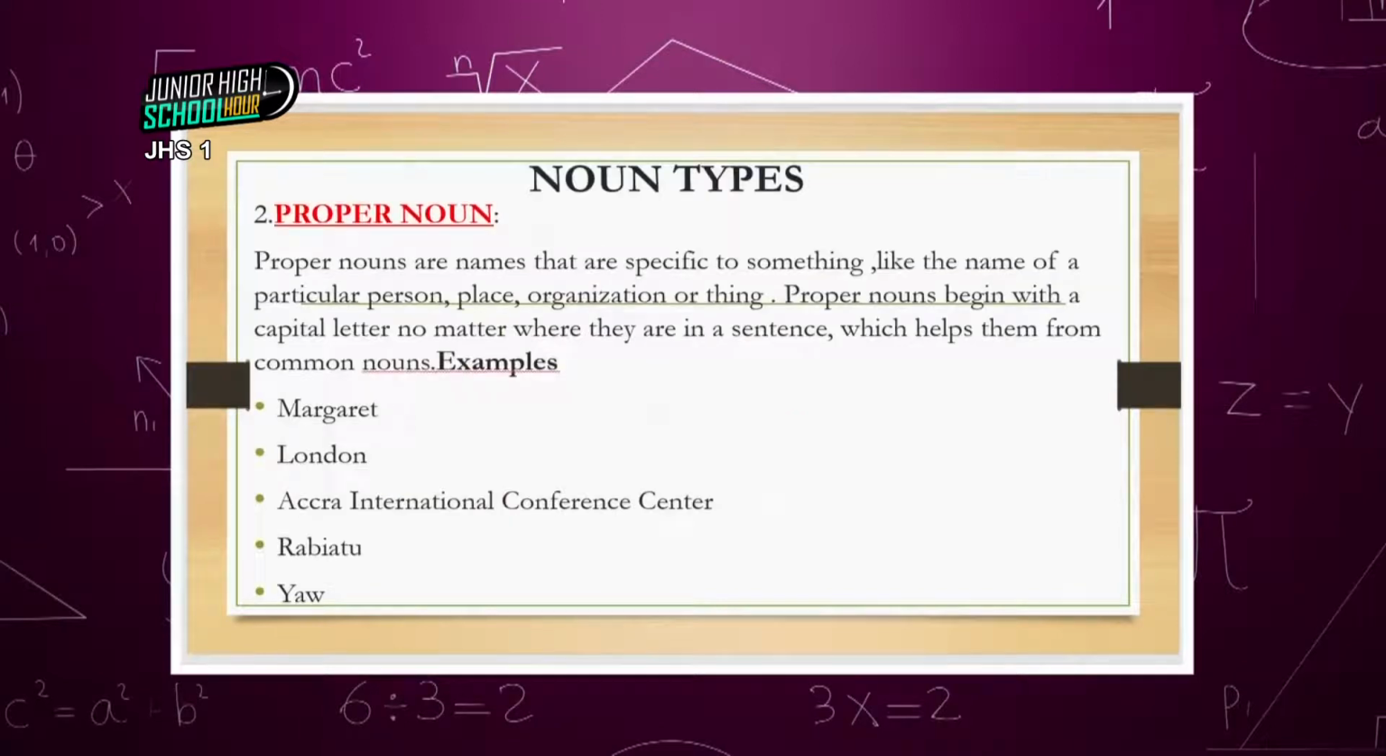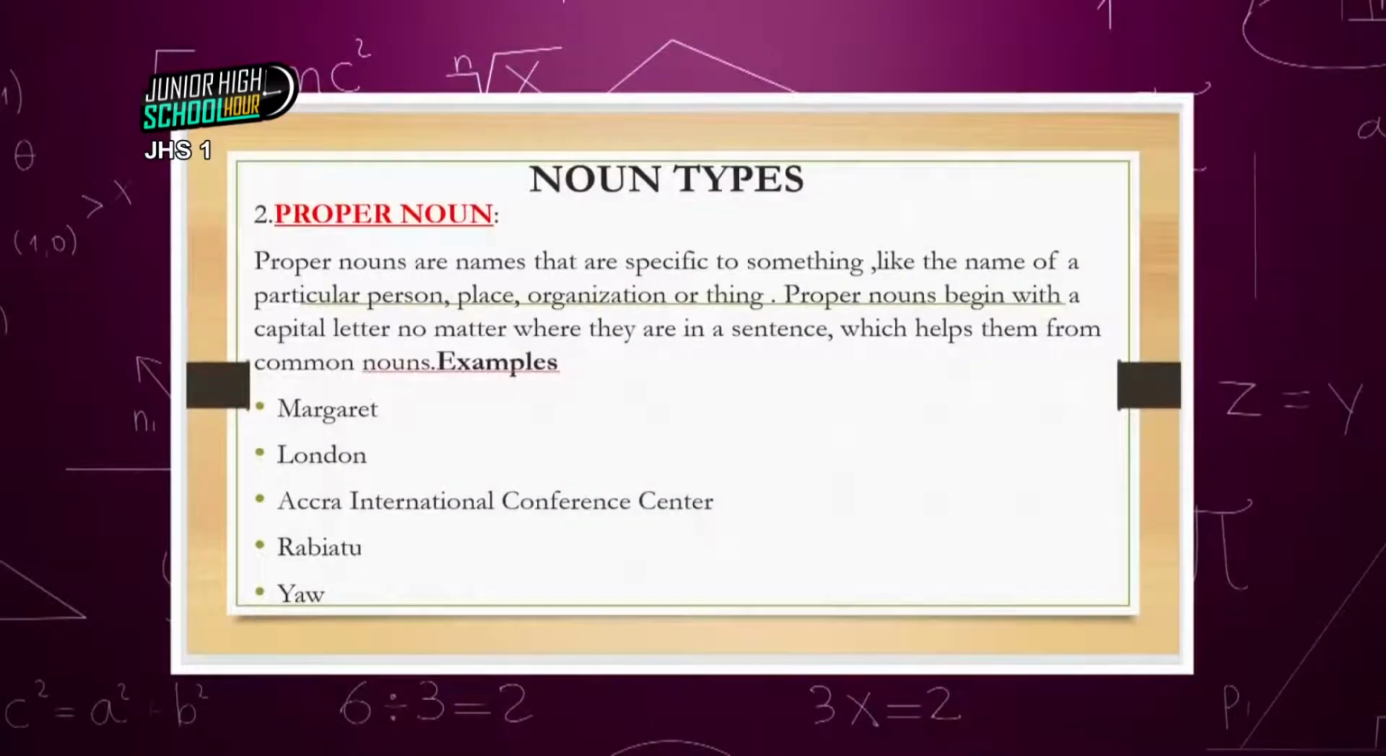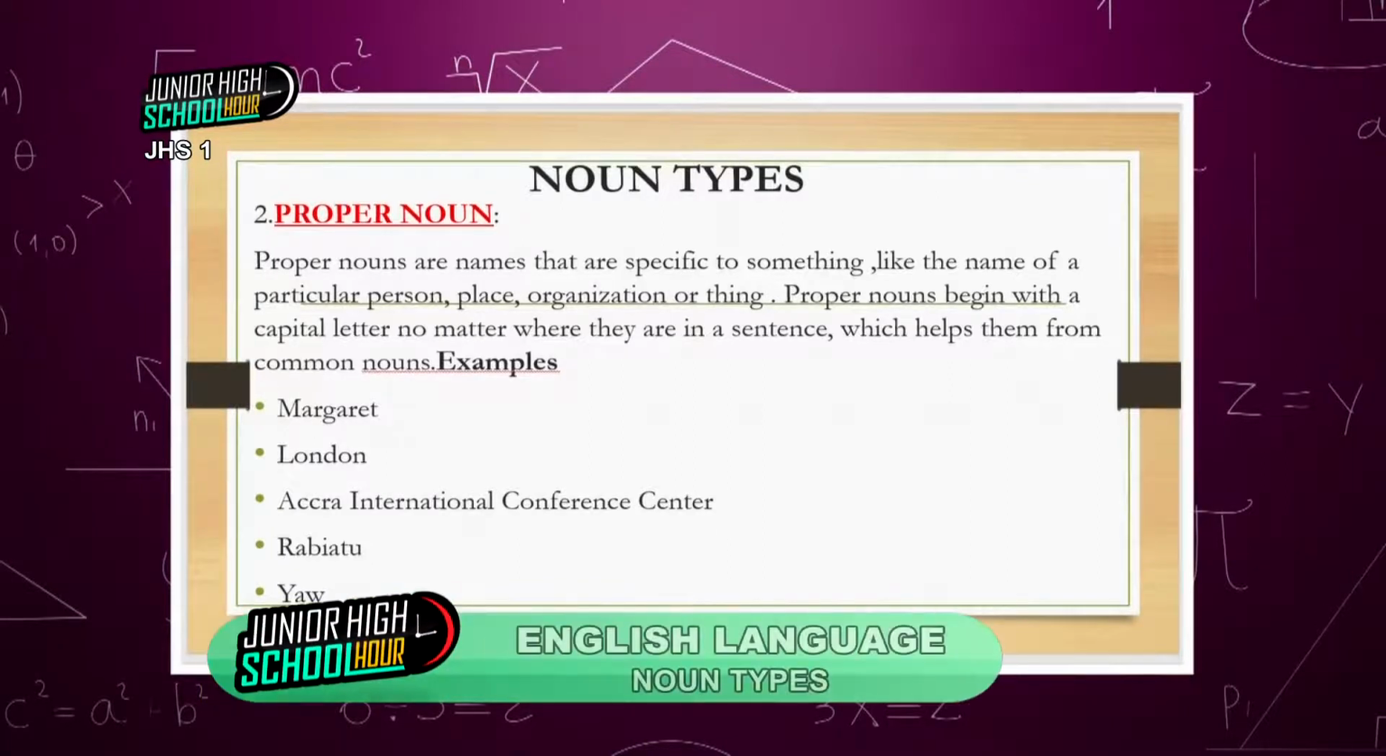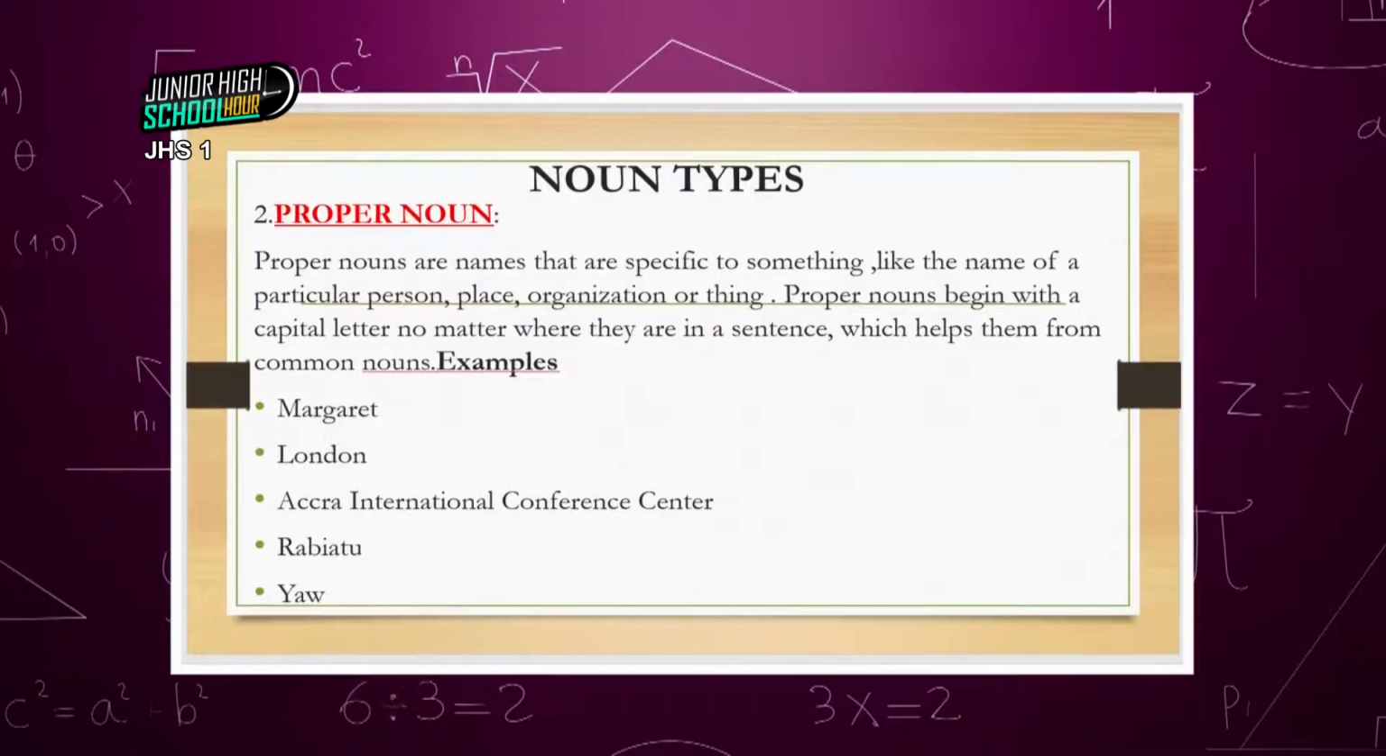Right. We are done with common nouns. Now we are on proper nouns. Proper nouns are nouns that are specific to something, like the name of a particular person, a place, organization, or thing. Proper nouns begin with a capital letter no matter where they are in the sentence, which helps distinguish them from common nouns.